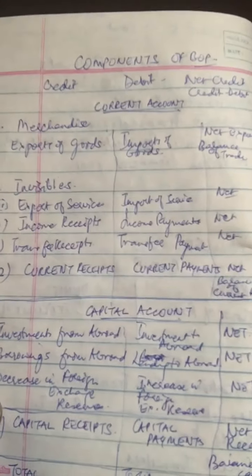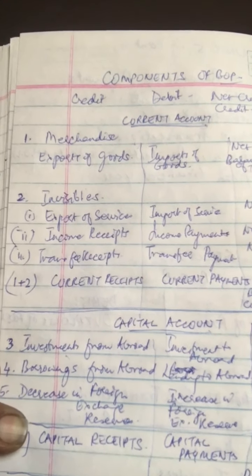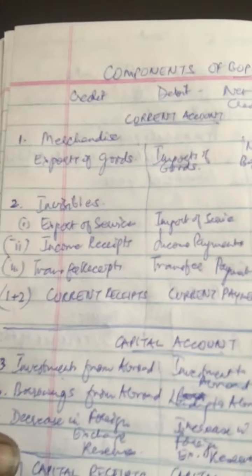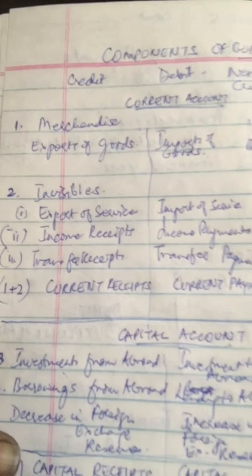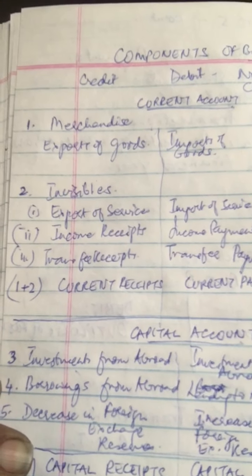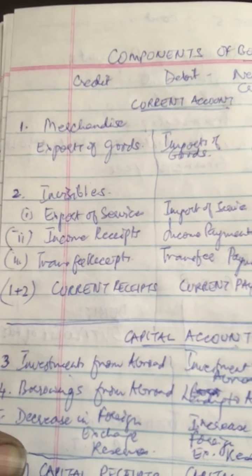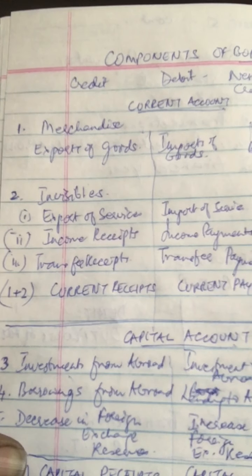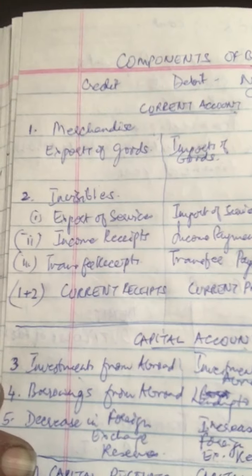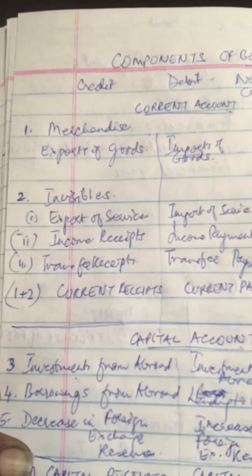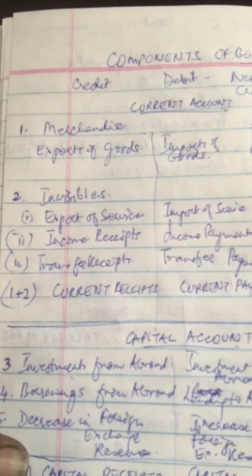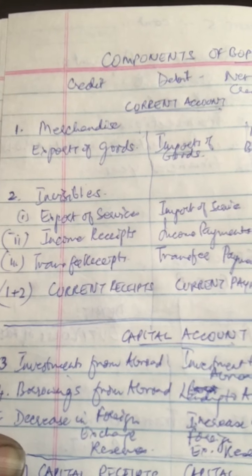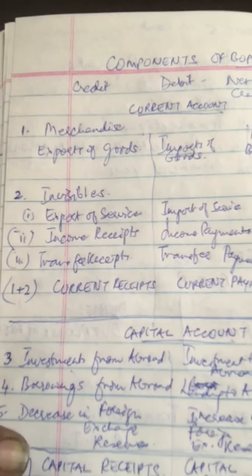Now, let's quickly cover what the capital account is. On the capital account, we have capital inflows and capital outflows. Capital inflows such as receipts of loans from abroad, sale of assets or shares in foreign companies are recorded on the credit side of the capital account because they are inflow of foreign exchange in India. And capital outflows such as repayment of loans, purchases of assets or shares of foreign countries are recorded on the debit side of the capital account as they result in outflow of foreign exchange.